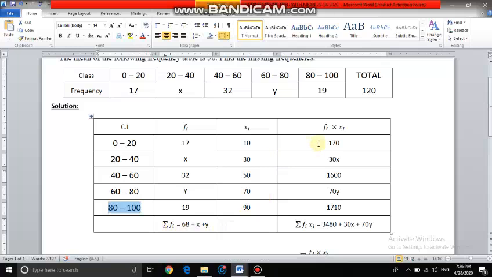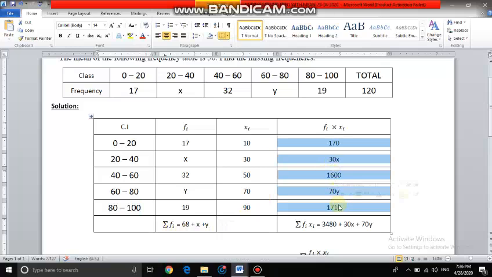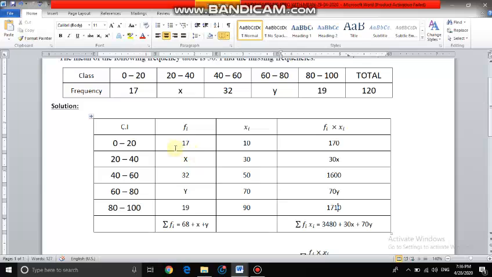After getting the xi, we already discussed how to find fixi. So fixi means 17 into 10, which will be 170. x into 30 is 30x. Then 32 into 50 will be 1600. 70 into y will be 70y. 19 into 90 will be 1710.